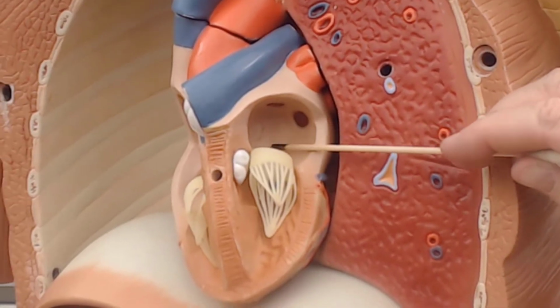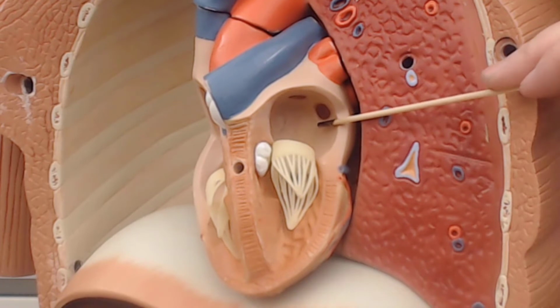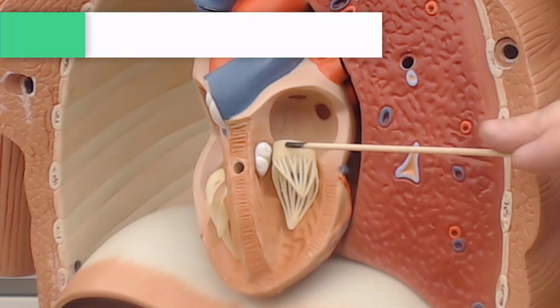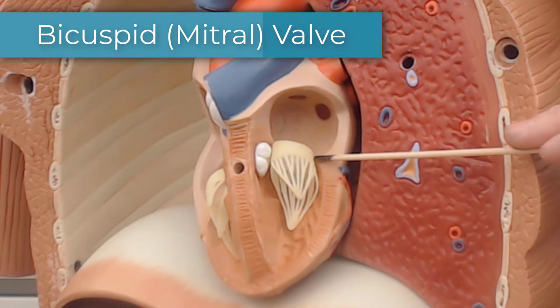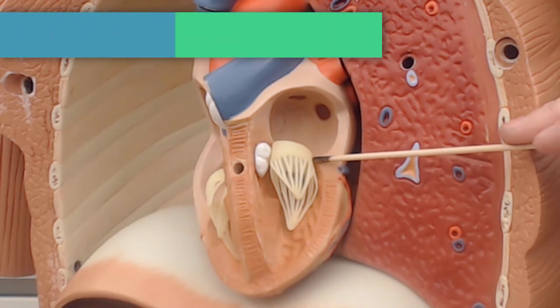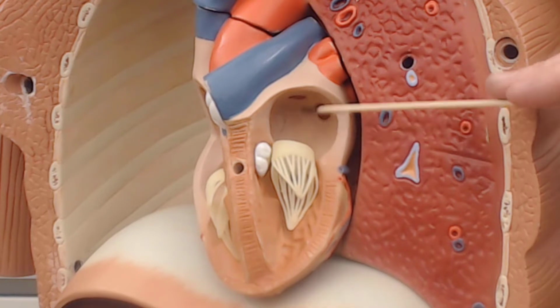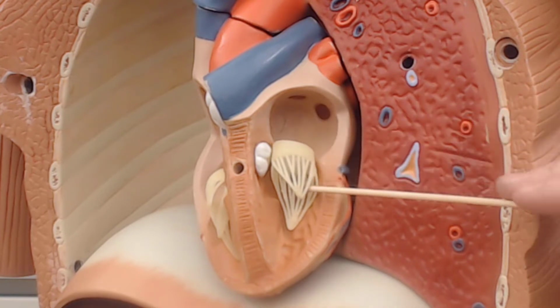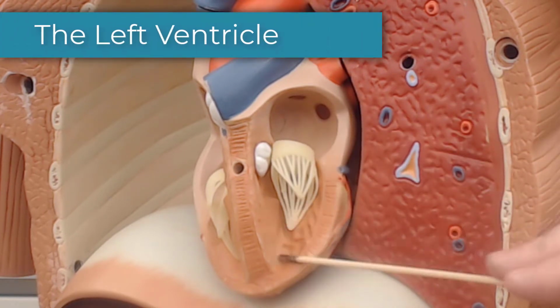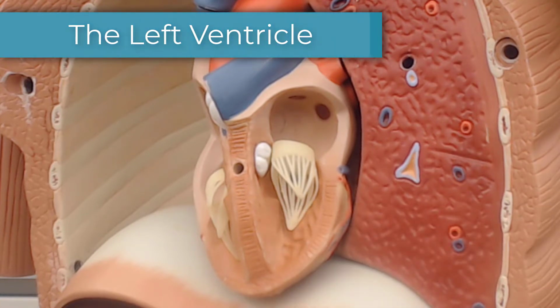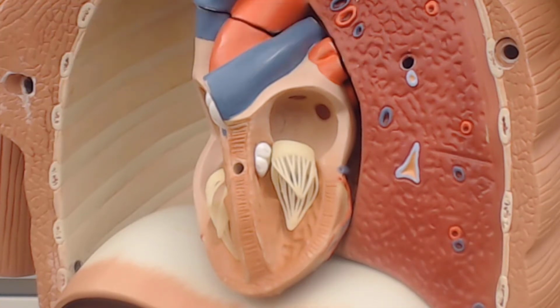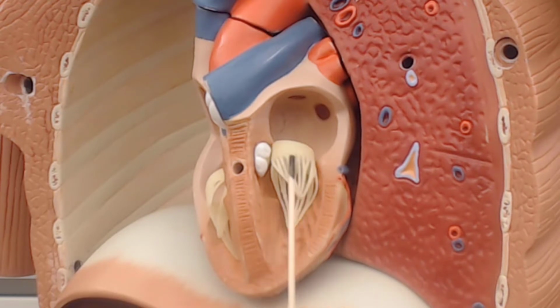Once the blood is here at the left atrium, it will then travel through the bicuspid valve, better known as the mitral valve. Blood can then go through the mitral valve, or bicuspid valve, and enter into the left ventricle. Now, the left ventricle is the most muscular and the largest chamber of the heart. When this contracts, the mitral valve is going to close.